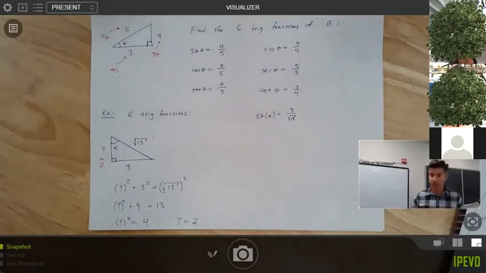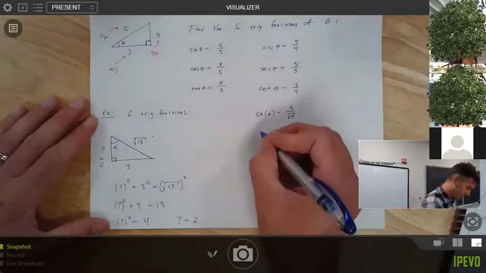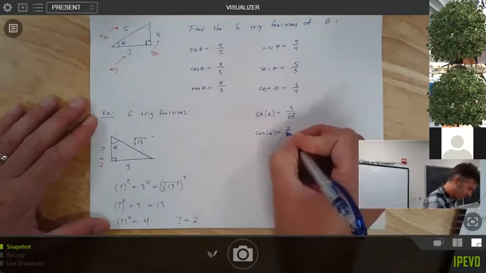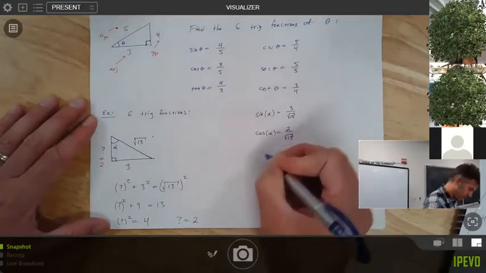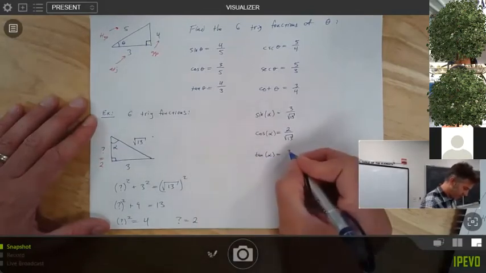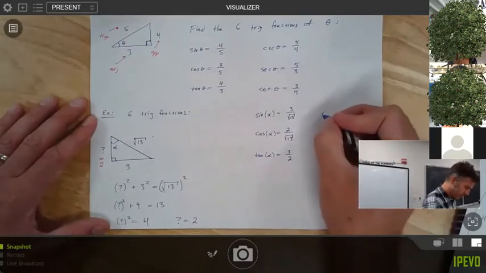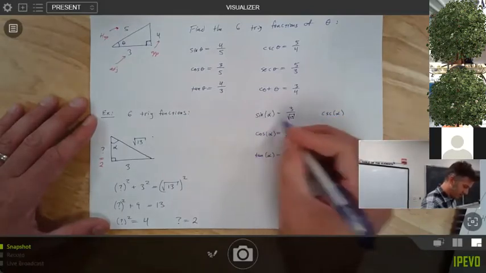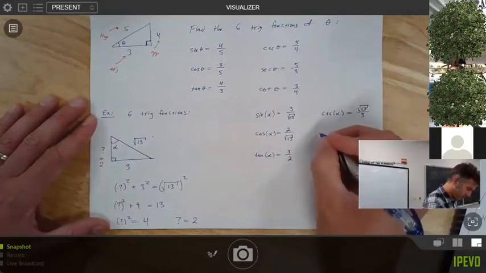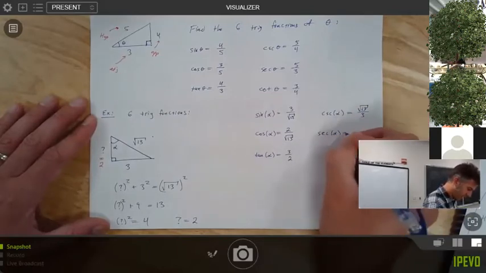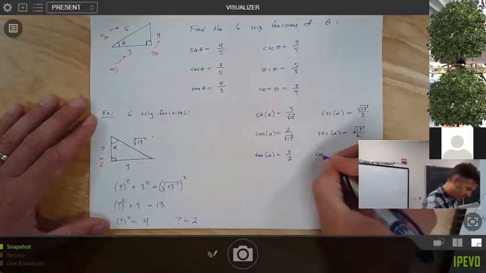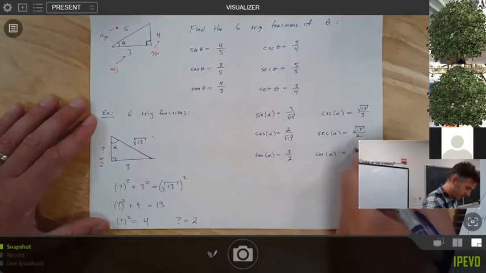So yeah, now we know that third side is 2. So now we can find cosine of alpha as the adjacent over the hypotenuse, tangent of alpha as the opposite over the adjacent, cosecant of alpha as the reciprocal of sine, square root of 13 over 3, secant of alpha as the reciprocal of cosine, which is root 13 over 2, and cotangent of alpha as the reciprocal of tangent, which is 2 over 3.